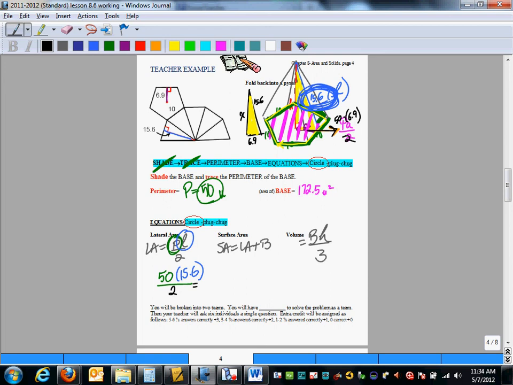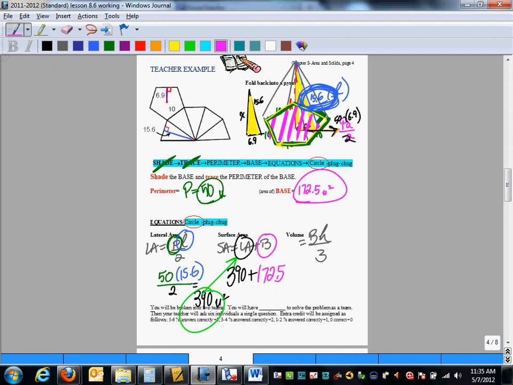Priscilla, did you get it yet, ma'am? What'd you get, ma'am? 390 is correct. So this is 390 units squared. Now pull over the 390 right there to SA. Circle, plug, chug. 390 plus. Circle the base. Plug it in and get that number. Crunch away. Go. Another 30 seconds.